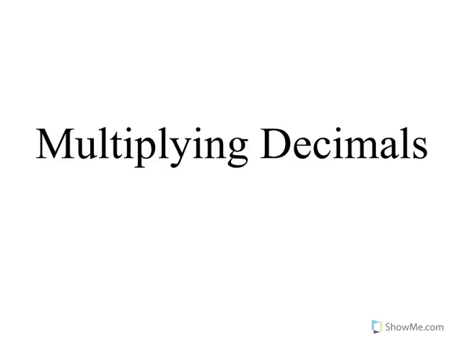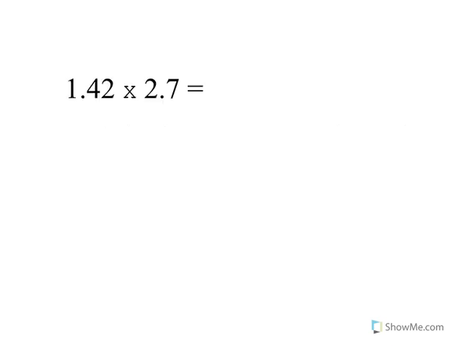Today we're going to review multiplying decimals. Here we have 1 and 42 hundredths times 2 and 7 tenths. First, I'm going to rewrite my problem vertically, lining up my digits just as if I were multiplying 142 times 27. As a matter of fact, I'm going to completely ignore my decimals in this problem and work this problem just like a 3-digit times 2-digit problem.